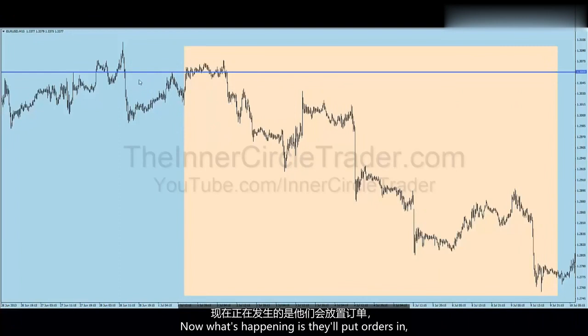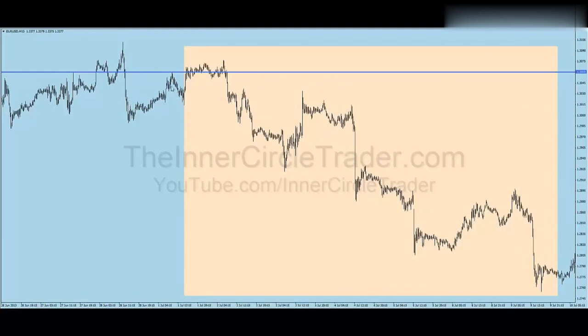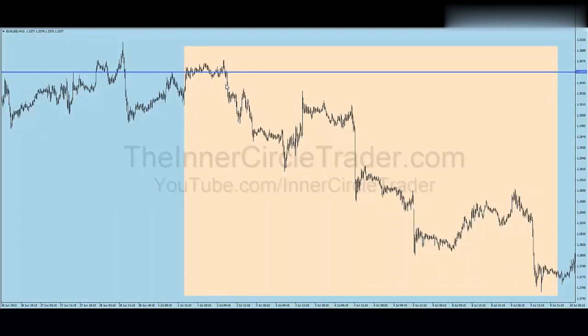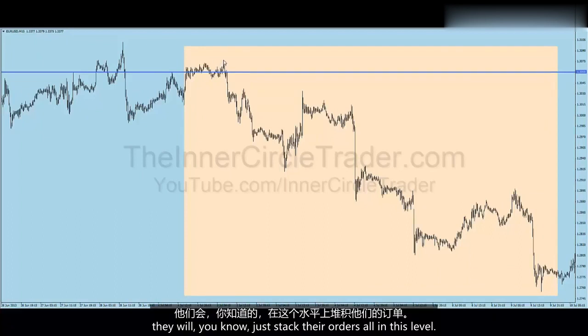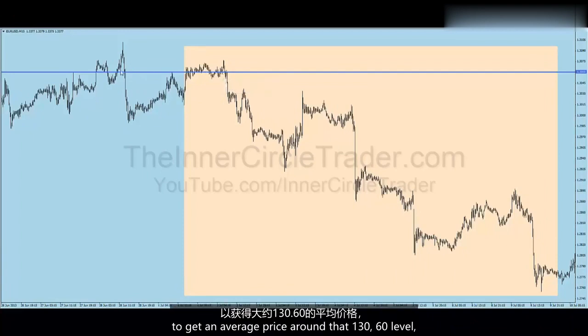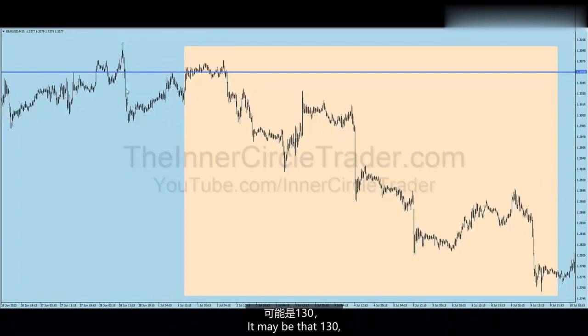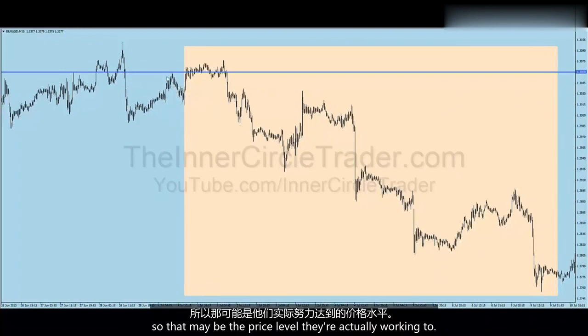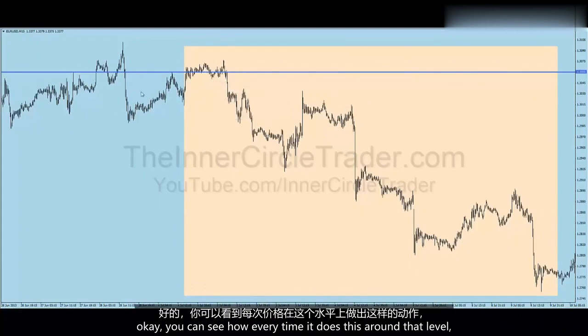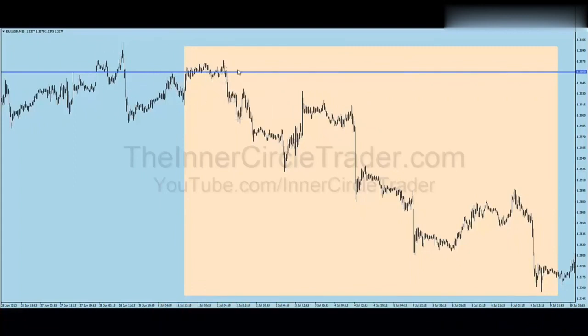Now, what's happening is they'll put orders in, they'll sell a little bit, and sell a little bit, and sell, sell, sell. And eventually, when they know they can put their last bit of their trade on, they will just stack their orders all in this level. And it may be a little bit above it, a little bit below it, but they're generally trying to get an average price around that 130.60 level, okay? It may be that 130.50 level as well, because it's a half of a full figure, a mid-figure level. So that may be the price level they're actually working to. But as price moves above, okay, you can see how every time it does this around that level, just look at this whole price action in here.